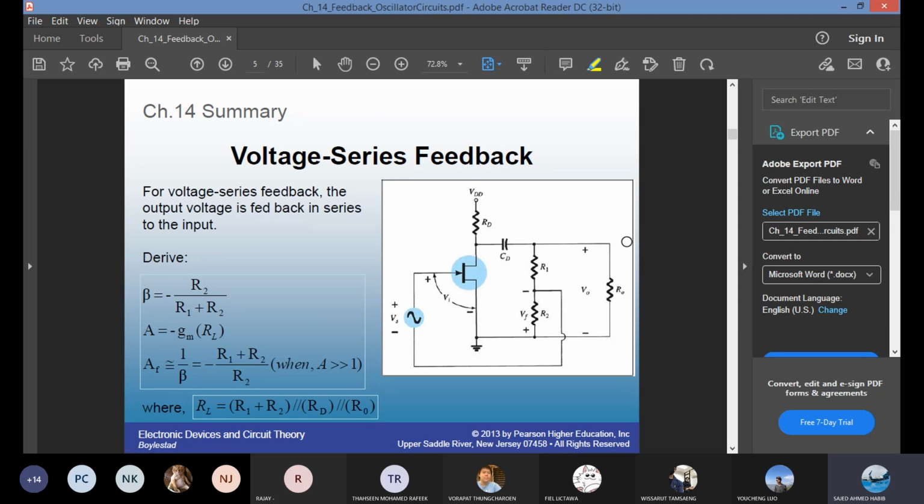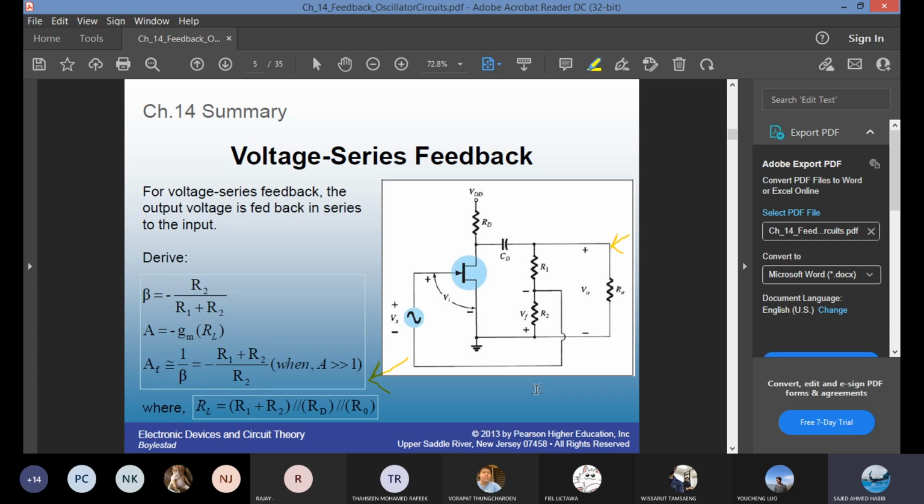For finding RL, you look back into the circuit from the load side. You see RO parallel with R1 plus R2 parallel with RD. That is the RL. It is possible to ignore R1 and R2 in this equation, because R1 and R2 are not the load, they are part of the feedback network. So that is not really the load resistor. But if you don't choose the value of R1 and R2 properly, it might affect the load side.